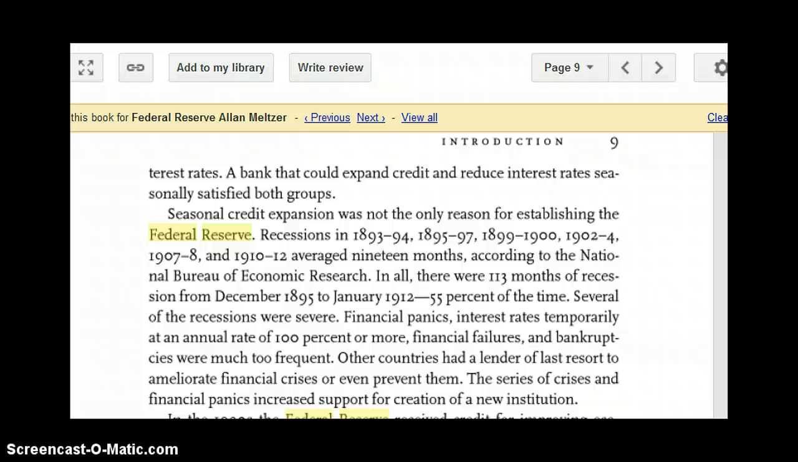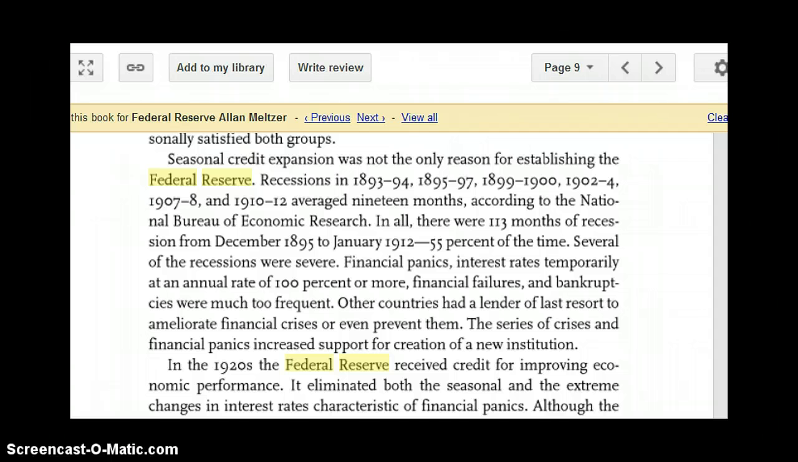Recessions in 1893, 94, and so on, averaged 19 months according to the National Bureau of Economic Research. In all, there were 113 months of recessions from December 1895 to January 1912, 55% of the time. Several of the recessions were severe. Financial panics, interest rates temporarily at an annual rate of 100% or more. Financial failures and bankruptcies were much too frequent. Other countries had a lender of last resort to ameliorate financial crises or even prevent them. The series of crises and financial panics increased support for creation of a new institution.